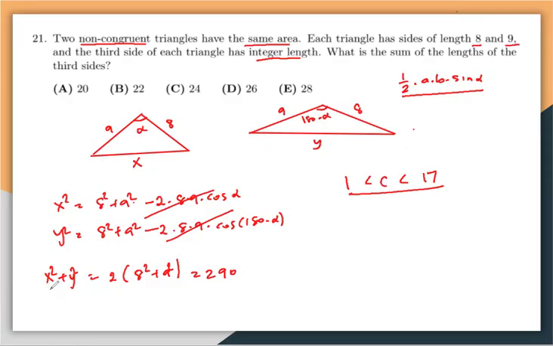And then look for two perfect squares that add up to 290. There are not many options, so you can try some of them. 121 is 11 squared, and 169 is 13 squared. That's actually 290. So that's why we got the answer as 11 plus 13, which is 24.